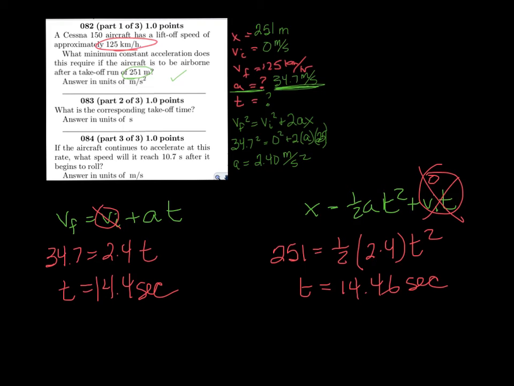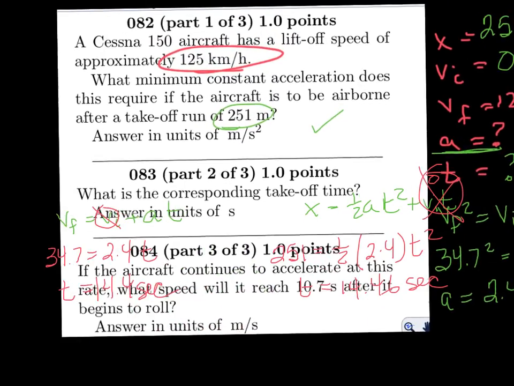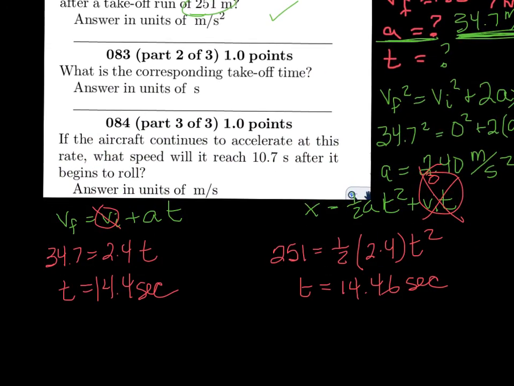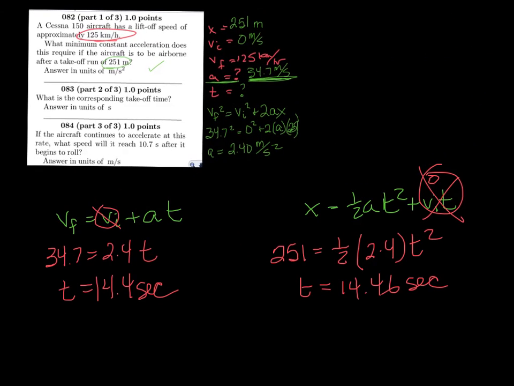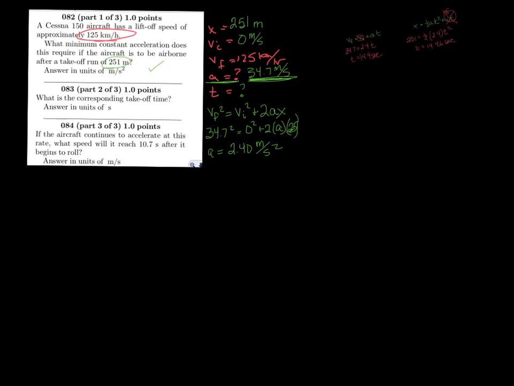Now the last part of our problem says, if the aircraft accelerates at this rate, what speed will it reach 10.7 seconds after it begins to roll? Okay, so after it begins to roll, that means it still has an initial velocity of 0. So we're still working basically the same problem with the same knowns and unknowns we were working before. So the difference is our time.